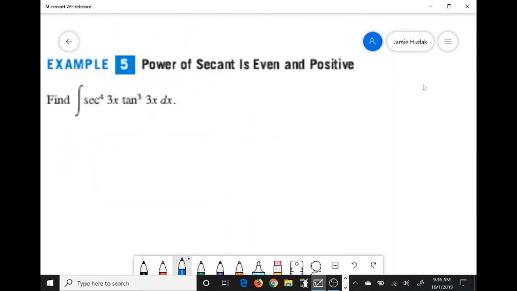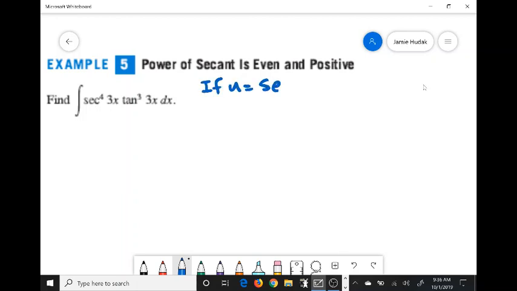So here we have example 5, and we see that we have a mixture of powers. We have secant to the 4th of 3x, tangent to the 3rd of 3x. And again, we want to decide, what do we choose for u, what do we choose for du? So we just go through the motions. We say, what if?